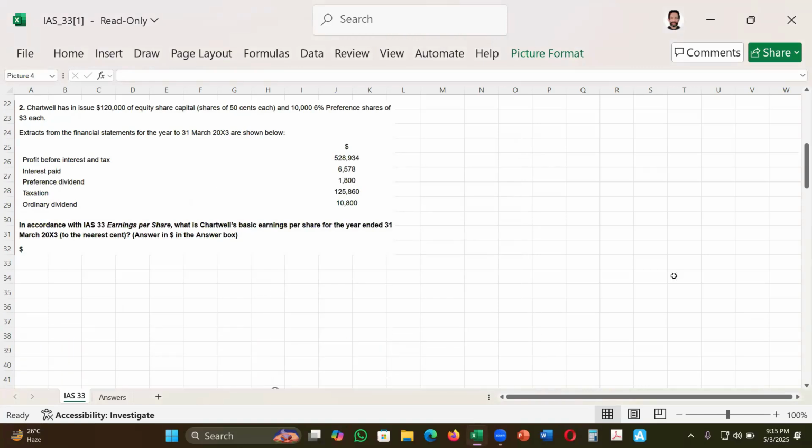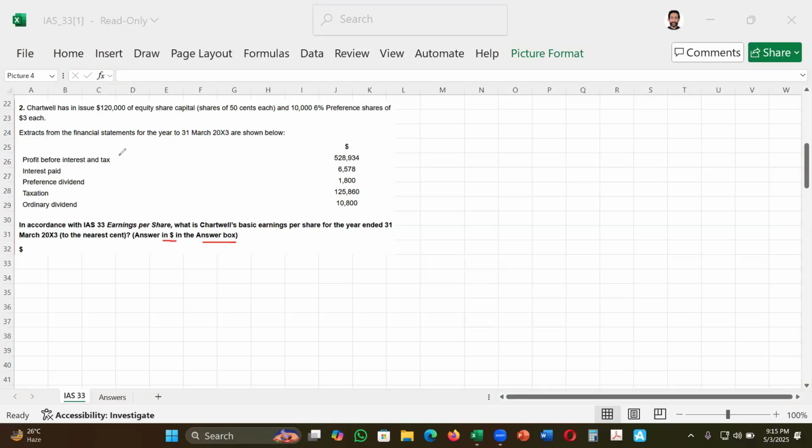So the second question, which we can see here: in accordance with IAS 33 Earnings per Share, what is Chartwell's basic earnings per share for the year ended 30th of March 2023 to the nearest cent? Answer in dollars in the answer box.